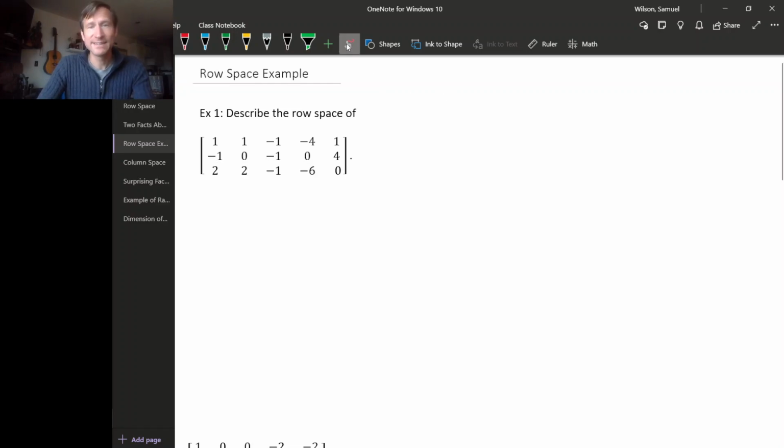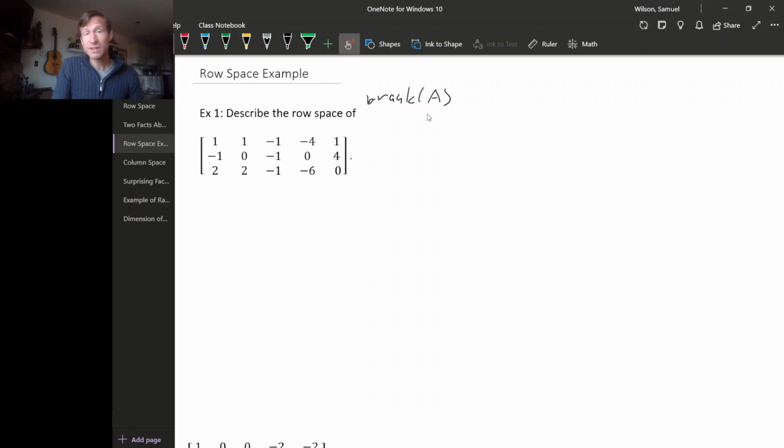Let's look at a couple examples of finding the row space or describing the row space of a matrix and finding its rank. So maybe I should add a question about rank to this. So let's also find the rank of this matrix.